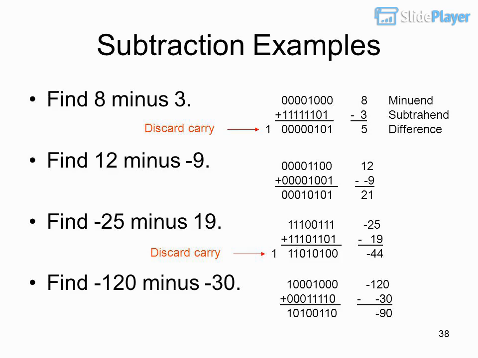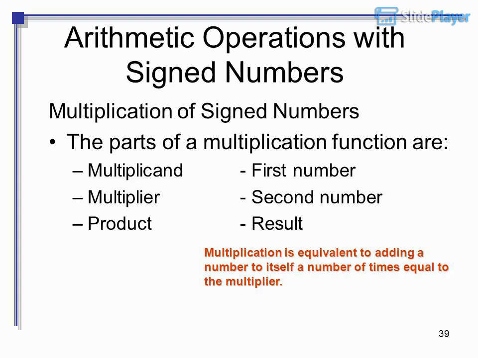11100111 (minus 25) plus 11101101 (minus 19) equals 11010100 (minus 44). Discard carry. 10001000 (minus 120) plus 00011110 (30) equals 10100110 (minus 90).